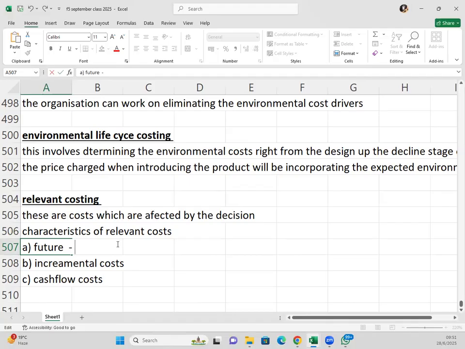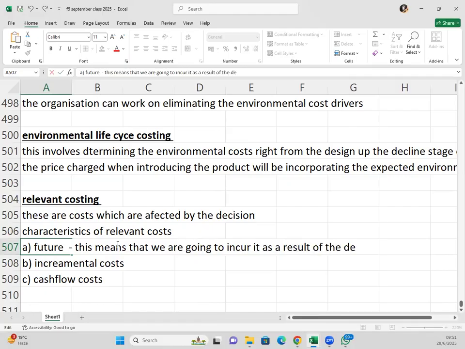A cost that we consider when we are doing relevant costing is a cost that will arise as a result of the decision. If it's a cost that you have already paid for in the past, it's no longer relevant. So a relevant cost is a future cost. This means that we are going to incur it as a result of the decision. We are going to incur this cost as a result of the decision.